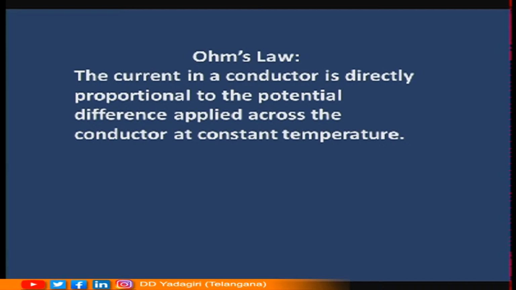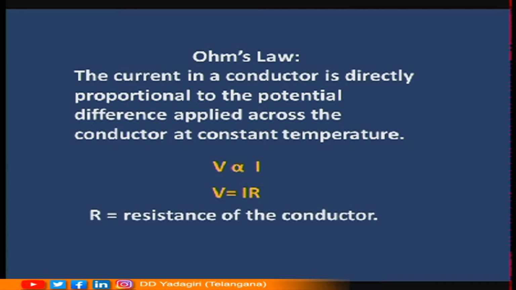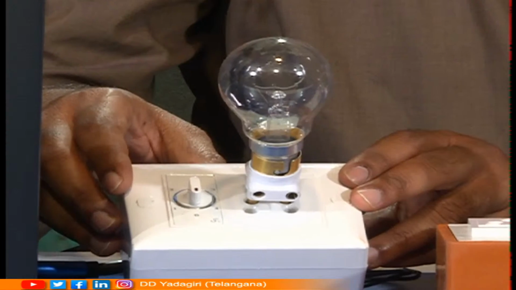Then we have learnt Ohm's law. The current in a conductor is directly proportional to the potential difference applied across the conductor at constant temperature. V is proportional to I and V is equal to IR, where R is the resistance of the conductor.